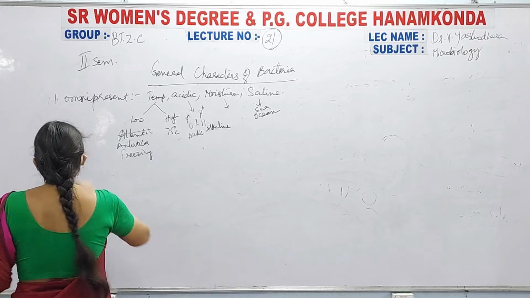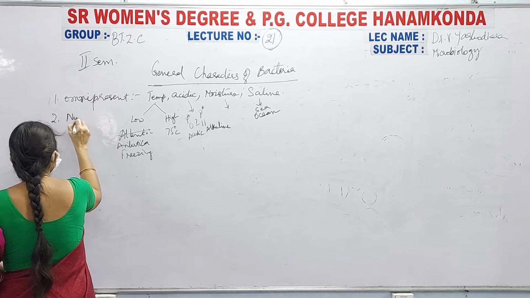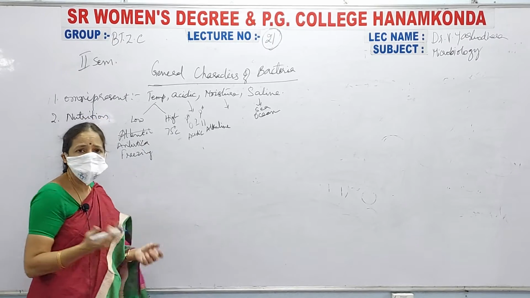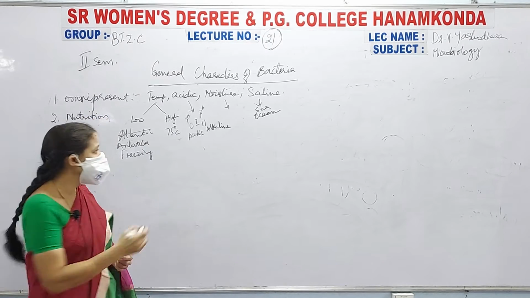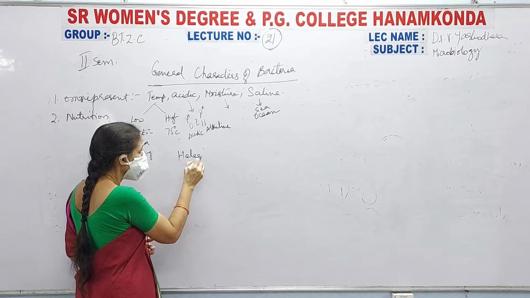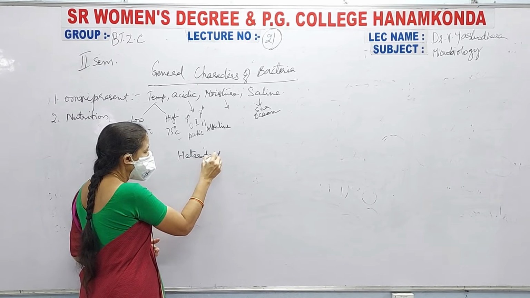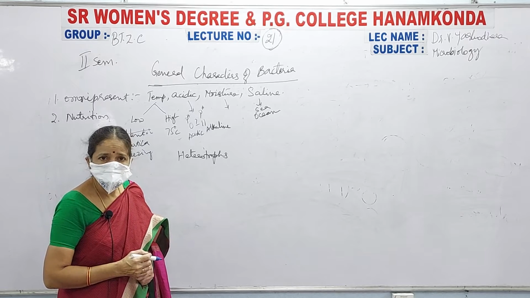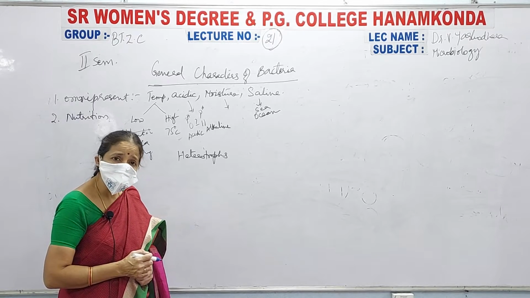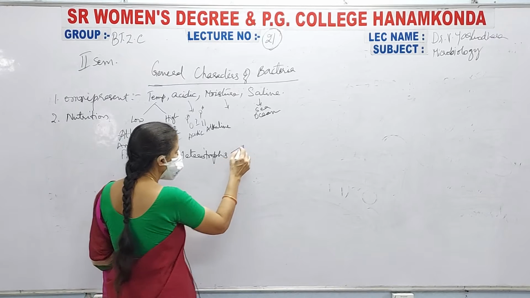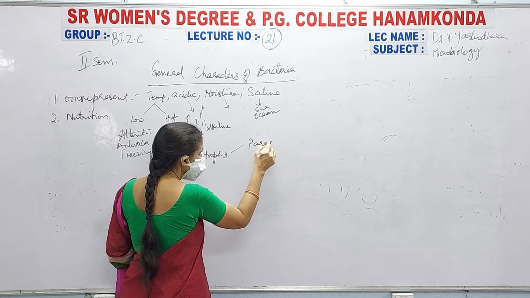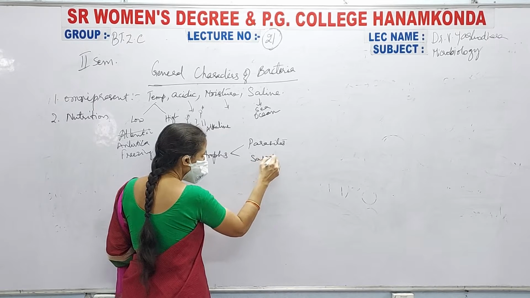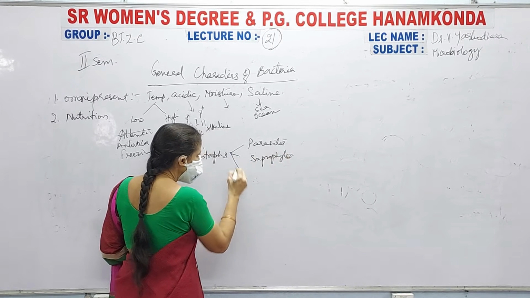Now coming to the second one, nutrition. How do they feed? They are heterotrophs. Heterotrophs means they cannot synthesize their own food, they are dependent on other organisms for their food. They may be parasites, saprophytes, and symbionts.